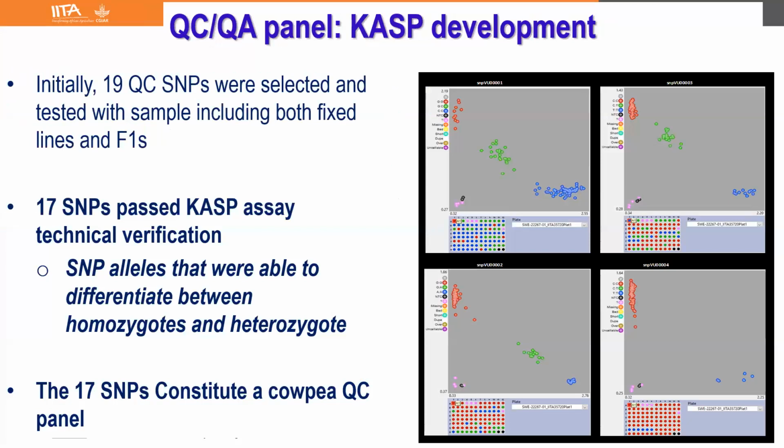Those 19 went through a SNP verification process, a KASP assay verification process. In that process, we look at those SNP alleles that can differentiate clearly between the homozygotes and heterozygotes. Through that process, we were able to drop 2 of the markers, and the 17 SNP markers remained, which were very effective in differentiating between the homozygotes and heterozygotes, making them of good quality for use in the breeding program.